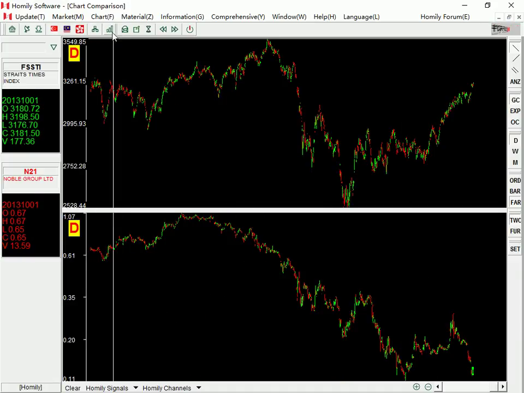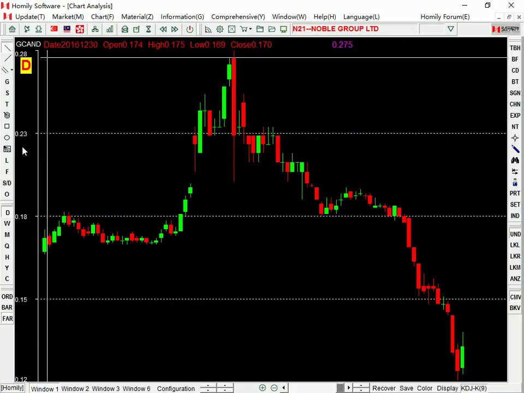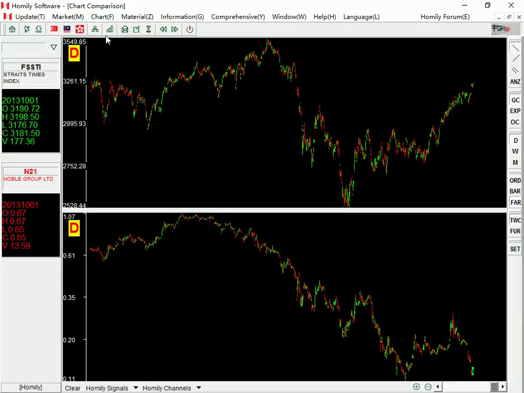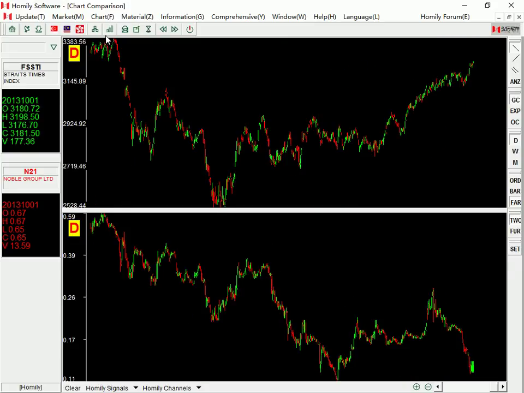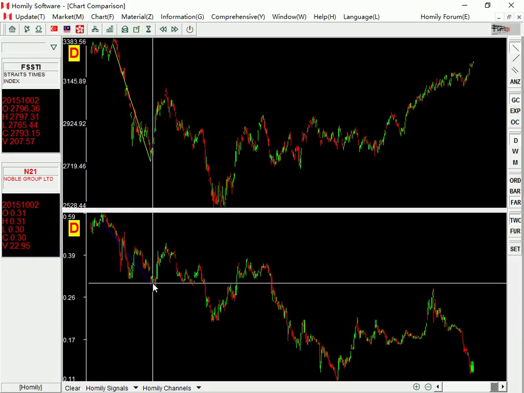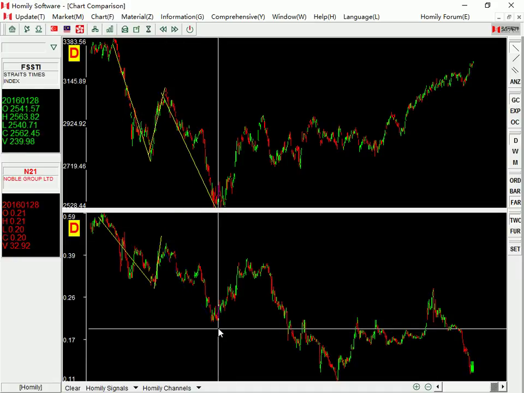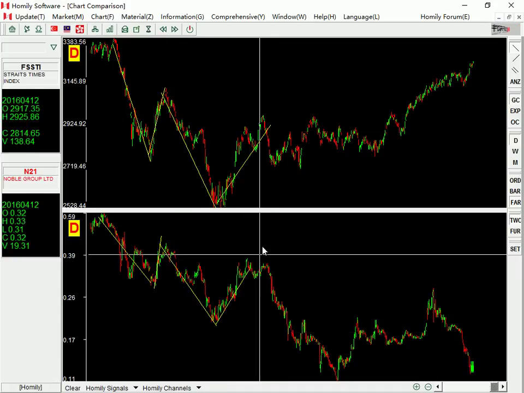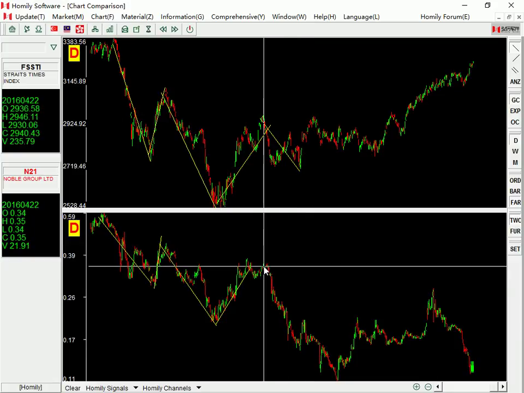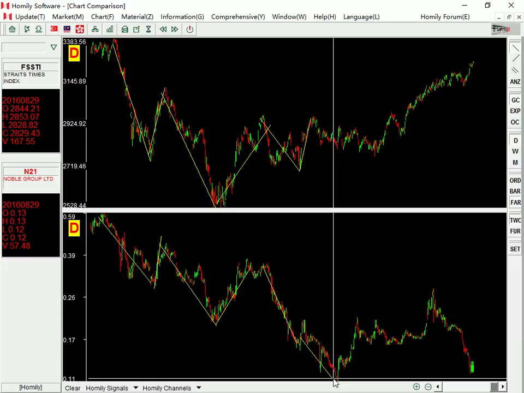Let's see this stock. Then we click market chart comparison. Whether it's good or not for this stock? We can see here, the market goes down, the price goes down. The market goes up, then goes down, the share goes down. The market goes up, the share goes up. The market goes down, the share continues to go down. The market goes up, it continues to go down. Can you find some information? Can you get some information from these two charts?